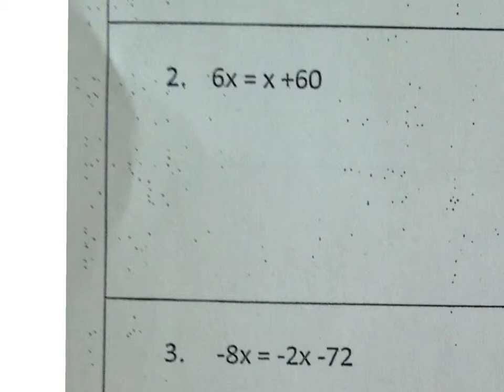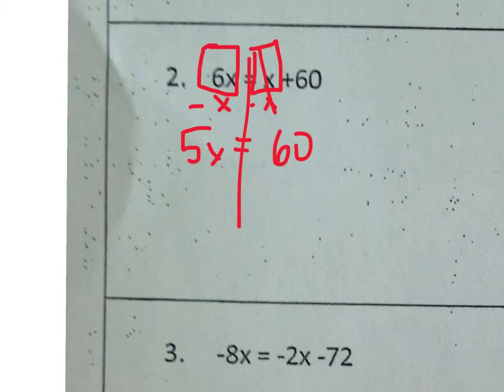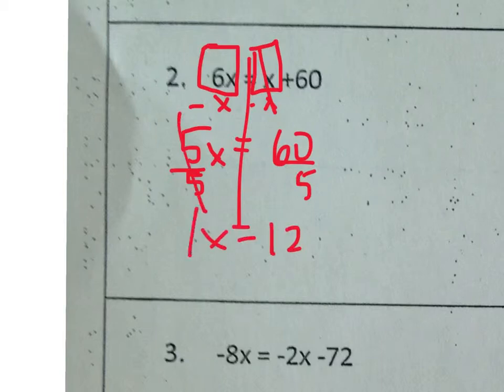Okay, in this problem you have x's on both sides again, so you have to decide which one you want to bring over. Well, I don't want to leave this side blank. So what I'll do is bring this x over by subtracting x on both sides. X minus x cancel, and I'm left with 60. And 6x minus an x is 5x. Now I have a one-step equation where I'll divide both sides by 5, and I'm left with x is equal to 12.